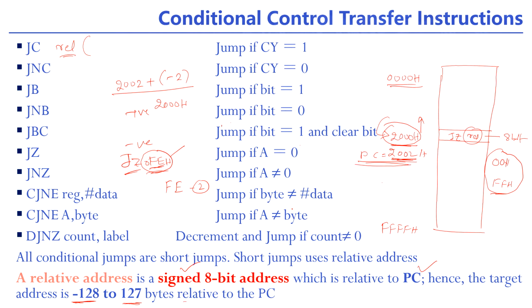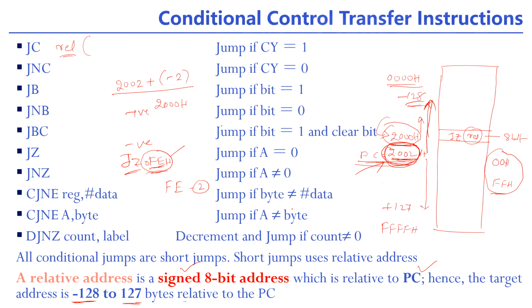This backward jump is possible up to minus 128 locations from the current program counter value. From this onwards, you can jump up to minus 128 locations in the backward direction. Similarly, you can also jump up to plus 127 bytes from the current program counter value.